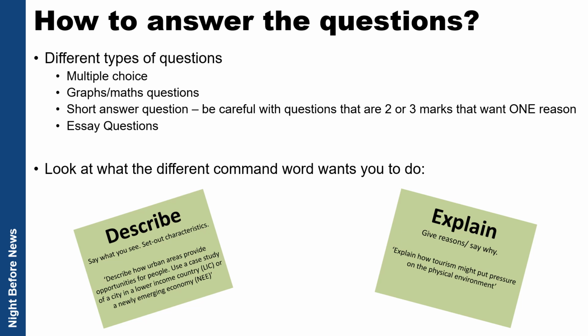Look at the different command word that question wants you to do. So for example, on the board, the ones that students commonly make mistakes with are describe and explain. A describe is asking you to say what you see. Okay, just describe the characteristics, set out those characteristics. Whereas an explain is asking you to say how or say why. Okay, so the reasons behind it.